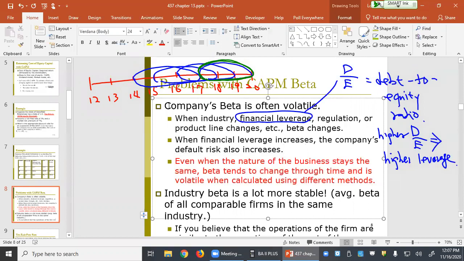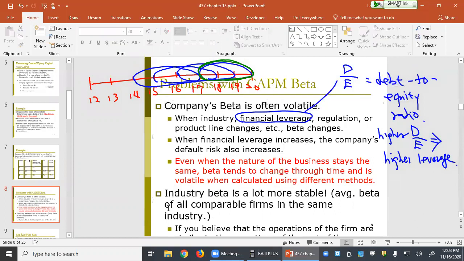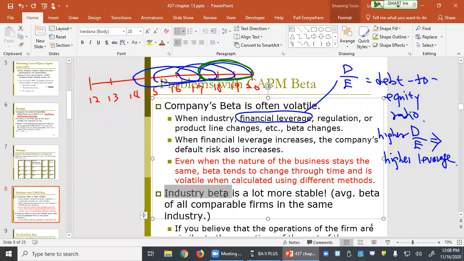So since CAPM beta can be volatile, how do we fix the problem? One common approach is that we can use industry beta as your company's beta to estimate the cost of equity when you apply the CAPM equation. That's because industry beta has been found to be a lot more stable through time. So how do we find the industry beta?